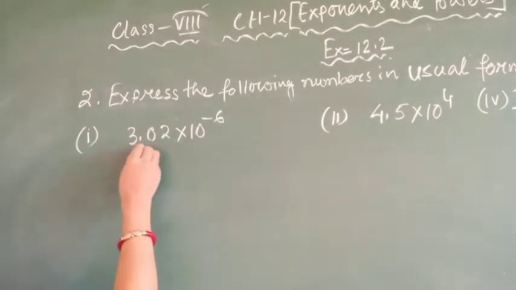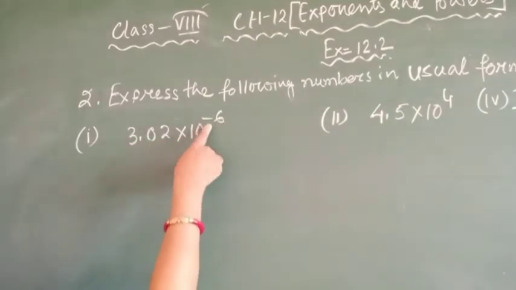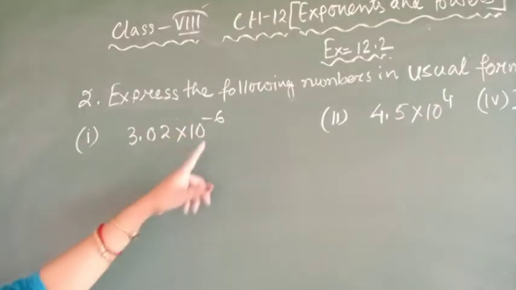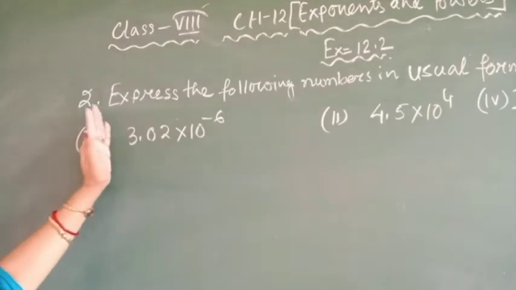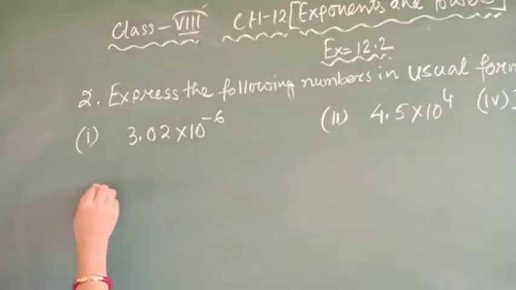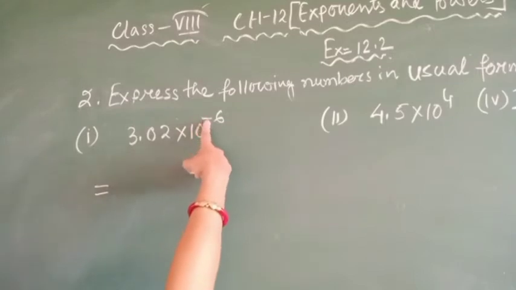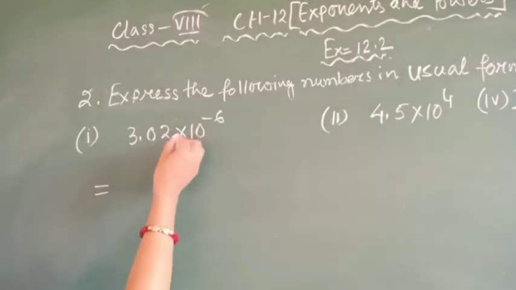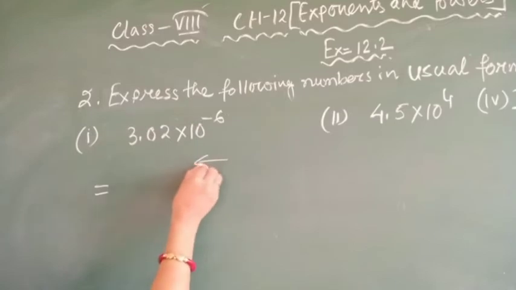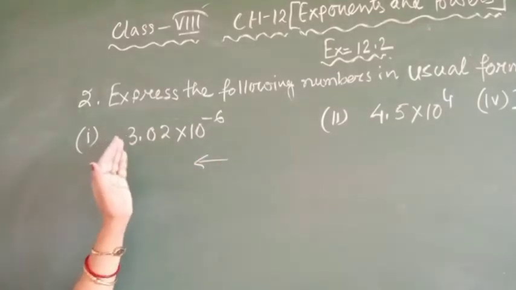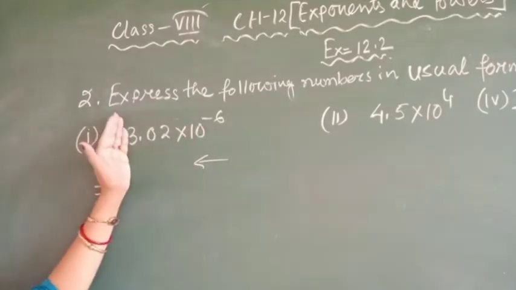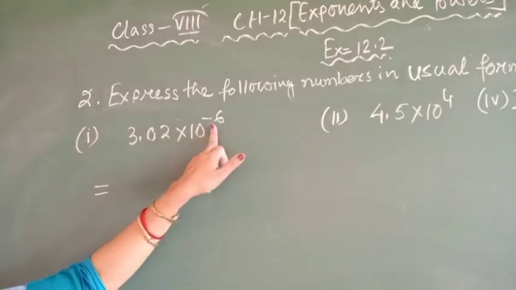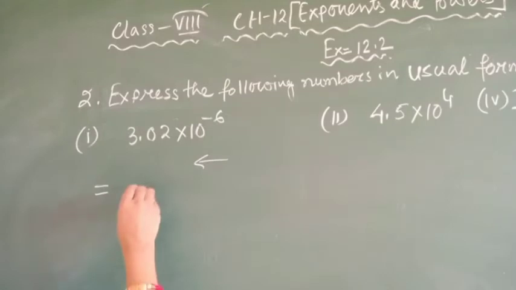Now 3.02 into 10 to the power minus 6. By the minus power, you can understand the number was very small and the zeros are in front of this number. So zeros will go on the left side. To make the number smaller, we have to write the zeros in front of 3. The whole number given here is 3.02, and as the minus power is showing here, it indicates that the number was very small.